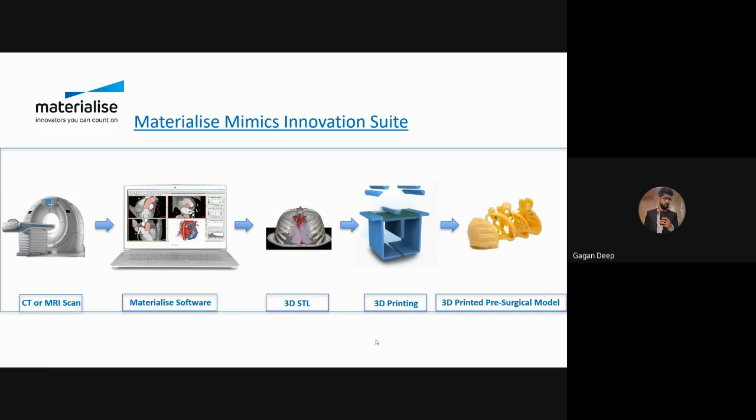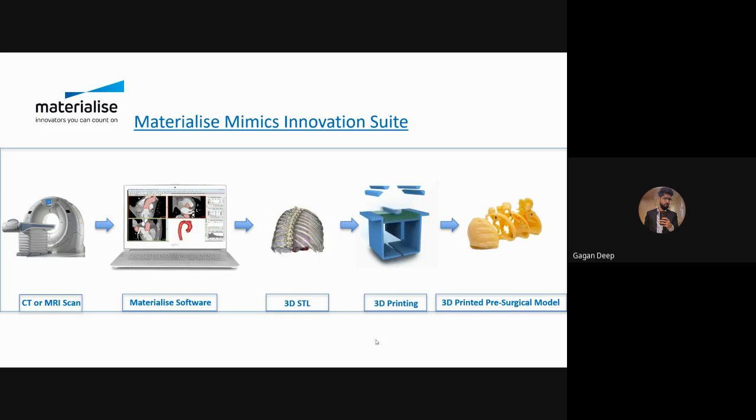So Mimics Innovation Suite is basically a suite of two softwares: Mimics, which helps to convert the 2D model into 3D, and 3MATIC, which helps to design patient-specific implants, cutting guides, and plates.